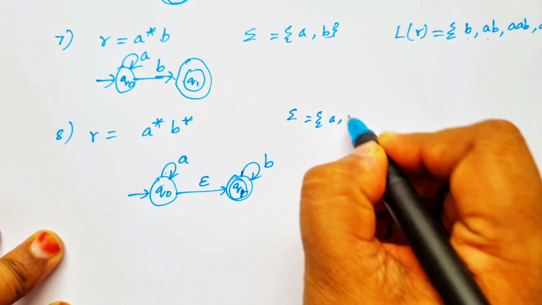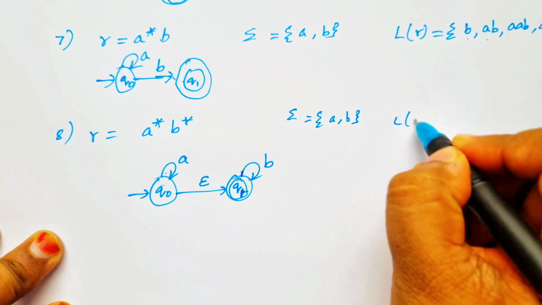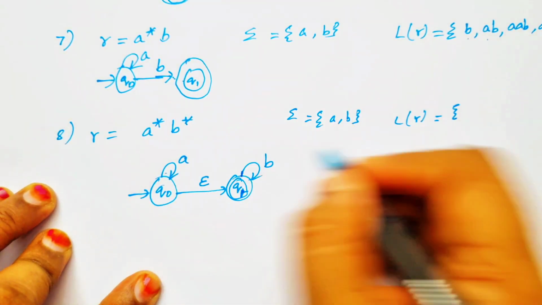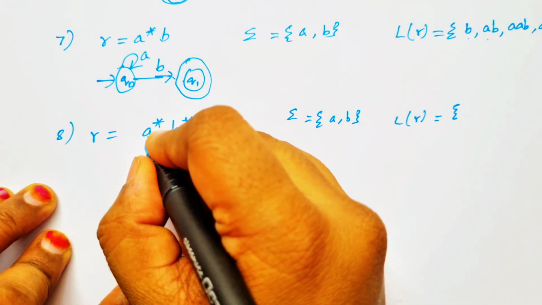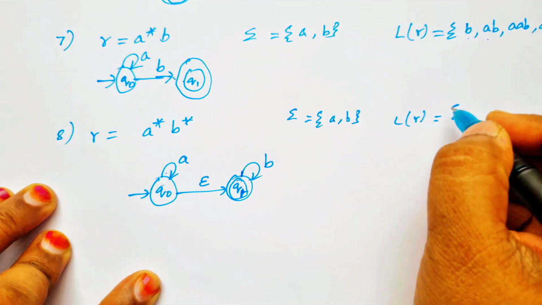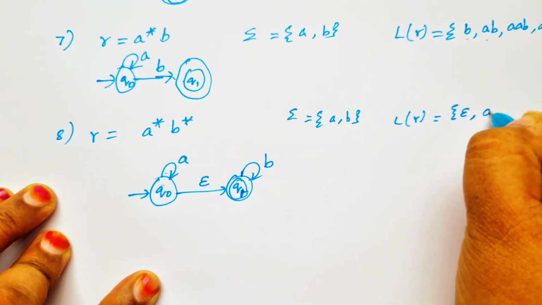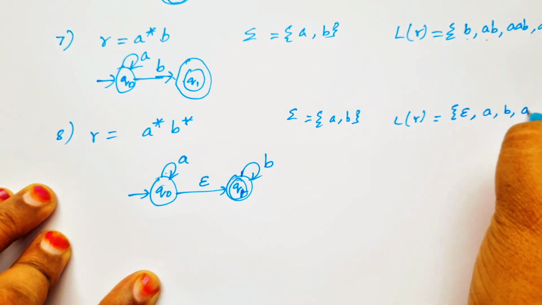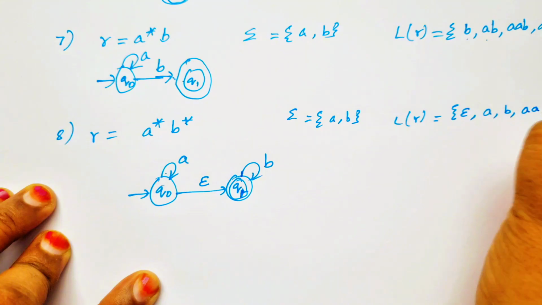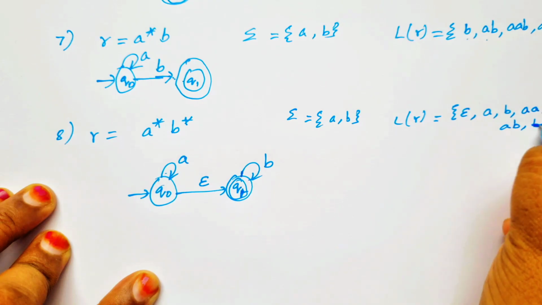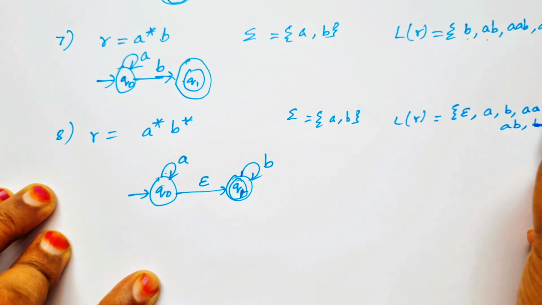See what are the symbols we are using? A, B. See the language. If you consider A star, it is sigma A, and B star means it will include sigma A comma B, a combination of all the things. It can be B, A. Sorry, it will start with B only, A only.